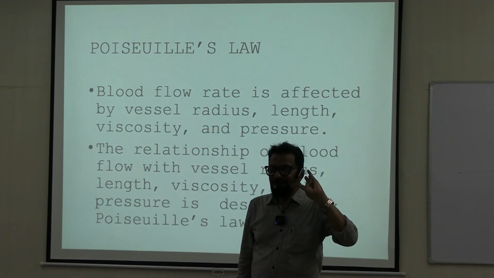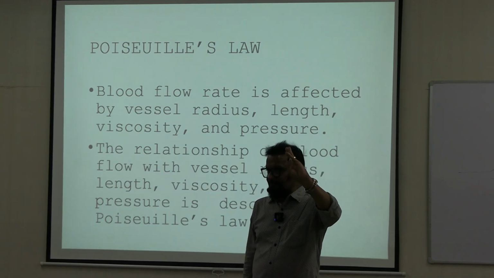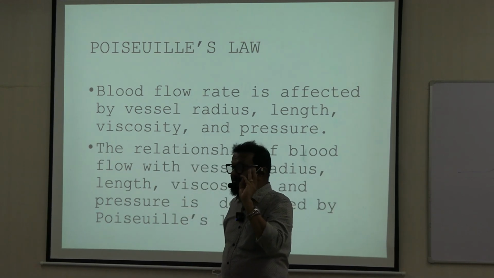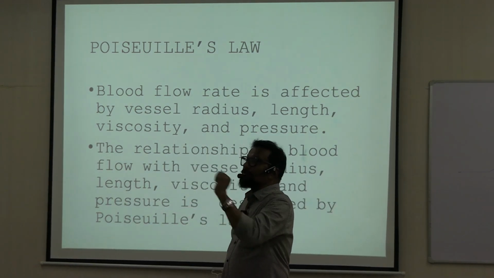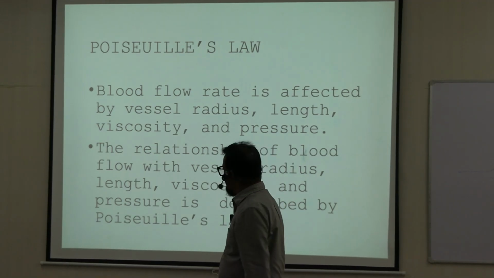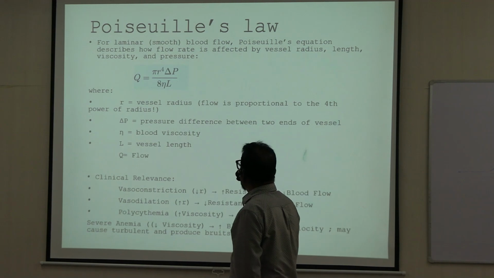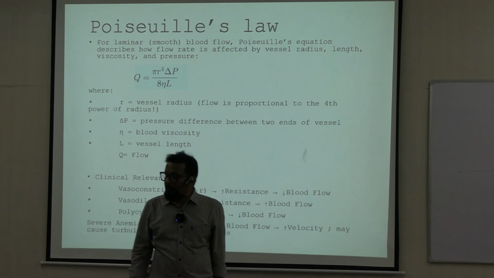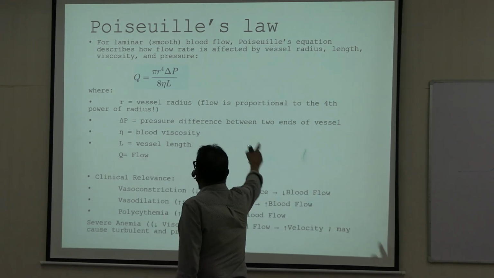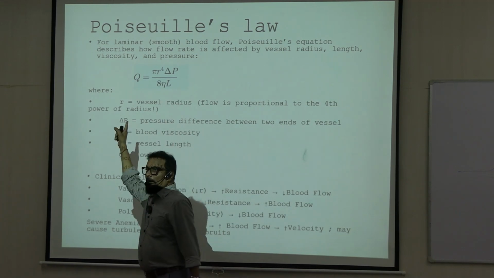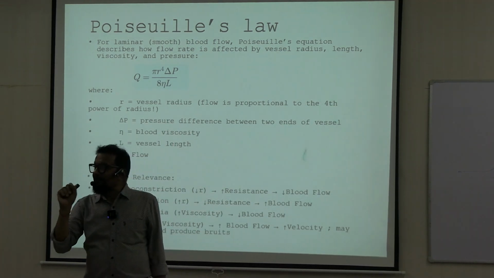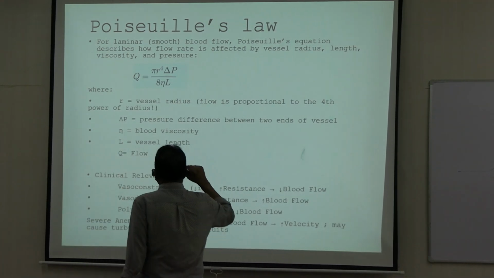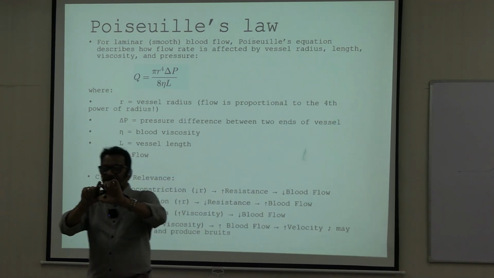Blood flow, pressure difference, radius of the blood vessels, and viscosity of the blood. Now how is this expressed? Q is the flow of blood, and pi r to the power 4, where r is the radius of the blood vessels through which blood is flowing, to the 4th power, and the pressure difference.